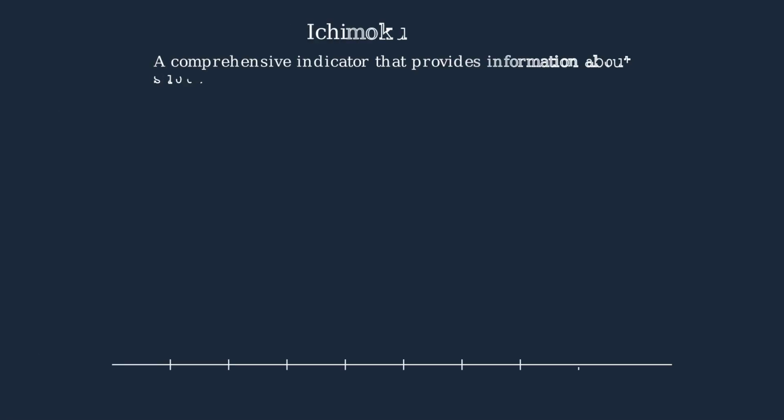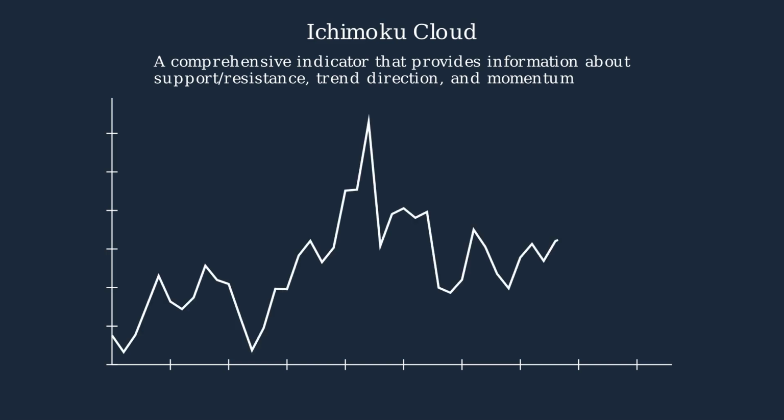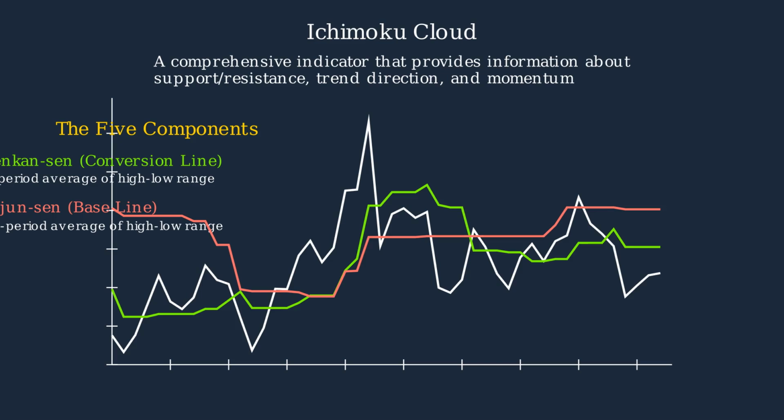The Ichimoku cloud is a comprehensive indicator that provides information about support and resistance, trend direction, and momentum, all in one. Let's start with a price chart and see how the Ichimoku cloud components overlay. The Ichimoku cloud consists of 5 components. First is the Tenkan Sen, or conversion line, which is a 9-period average of the high-low range. Next is the Kijun Sen, or baseline, which is a 26-period average of the high-low range. It responds more slowly to price changes.